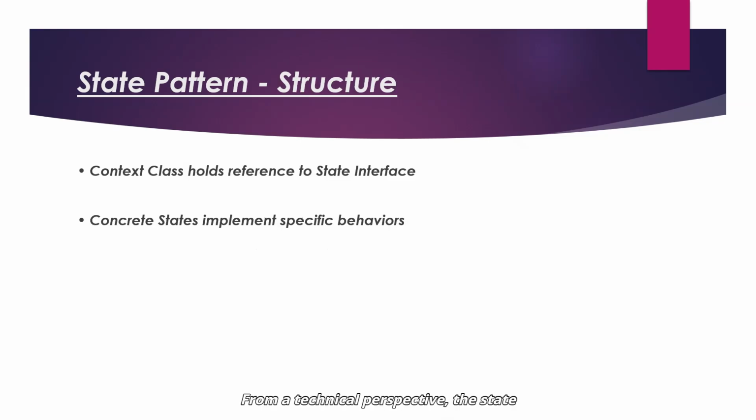From a technical perspective, the state pattern has three core elements: the context, which holds a reference to the current state, the state interface, which defines the behavior, and the concrete states, which implement specific behaviors for each state. When the context's internal state changes, it simply delegates to a new concrete state without altering the code's logic flow. Extremely powerful.